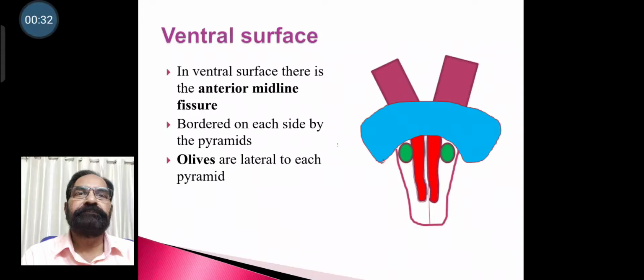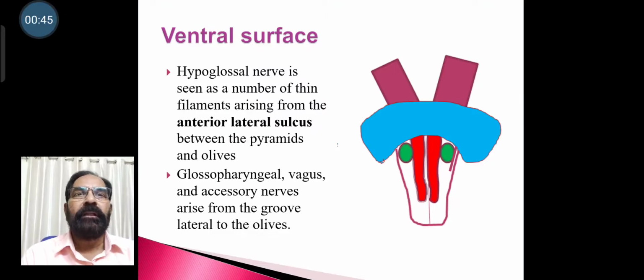Ventral surface. In the ventral surface there is the anterior median fissure bordered on each side by pyramids. Olives are lateral to each pyramid. The hypoglossal nerve is seen as a number of thin filaments arising from the anterolateral sulcus between the pyramids and olives. Glossopharyngeal, vagus and accessory nerves arise from the groove lateral to the olives.